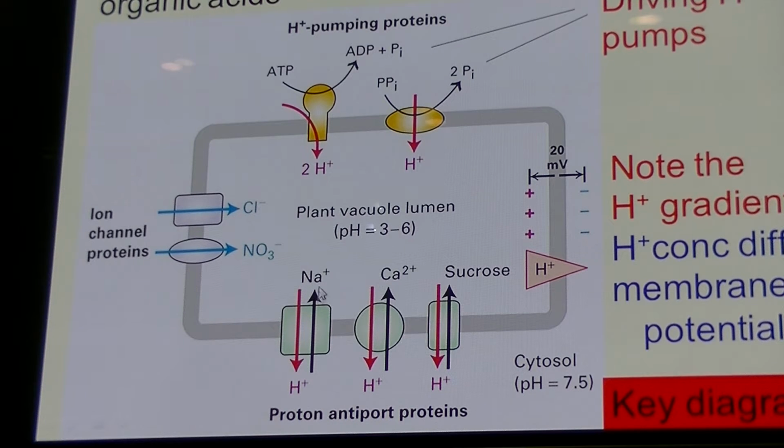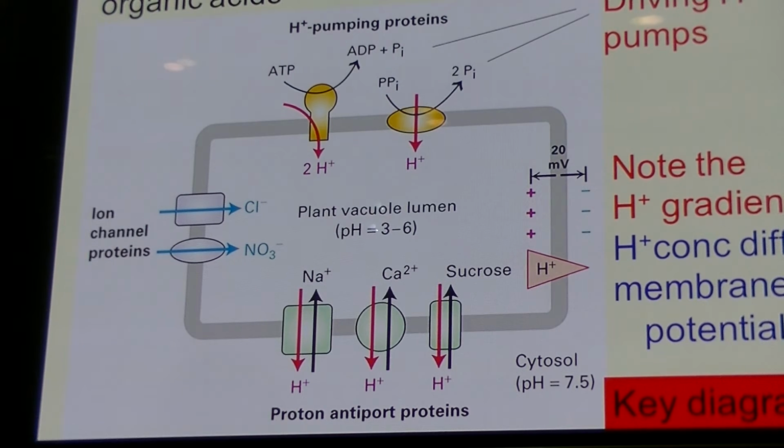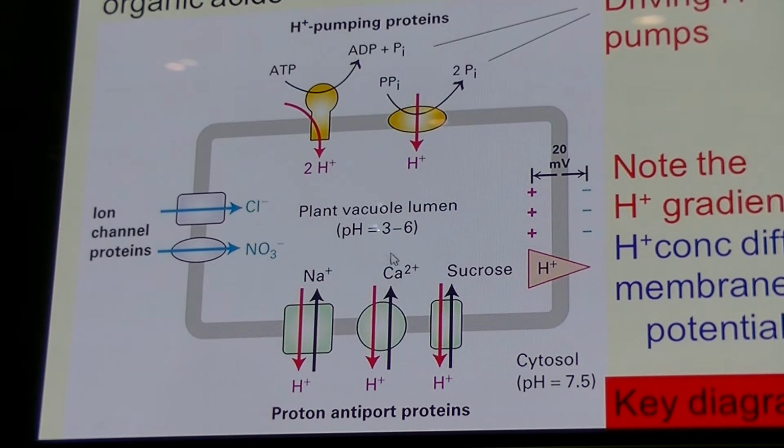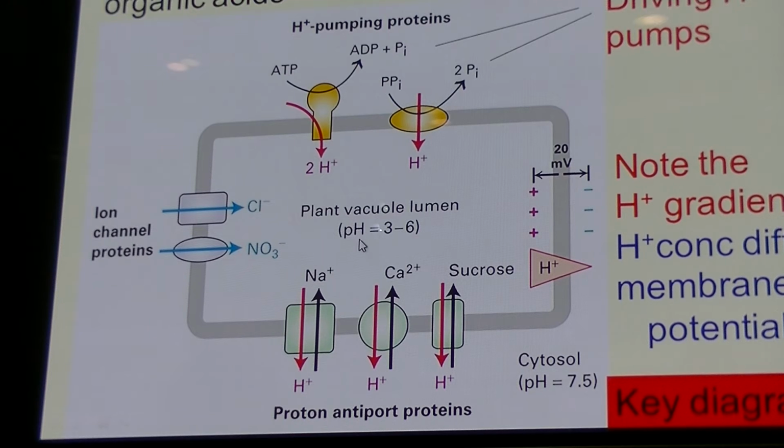If we go back here to our sodium antiporter, is the movement of sodium favored by its own concentration if we accumulate sodium in the vacuole? Of course, it depends on where we are, right? But ultimately, if we accumulate all the sodium in the vacuole, then we get a high concentration there, so it wouldn't be favored. Is the movement of sodium in the vacuole favored by the membrane potential?